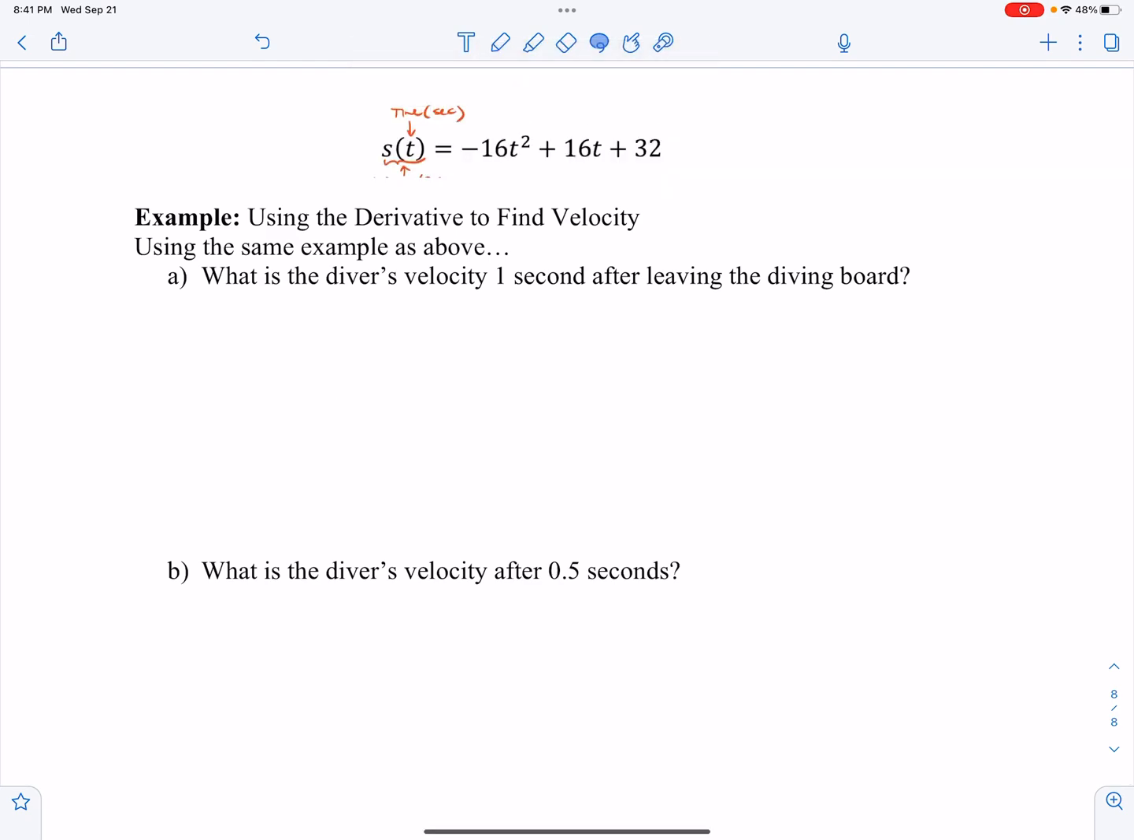There we go. So now we don't need to use the limit definition to find S prime of t. Yay! We can just use power rule. So that'll be negative 32t plus 16. So S prime of 1 would be negative 32 plus 16, so negative 16. And the units would still be feet per second, just like average velocity, right? Because change in distance over change in time.